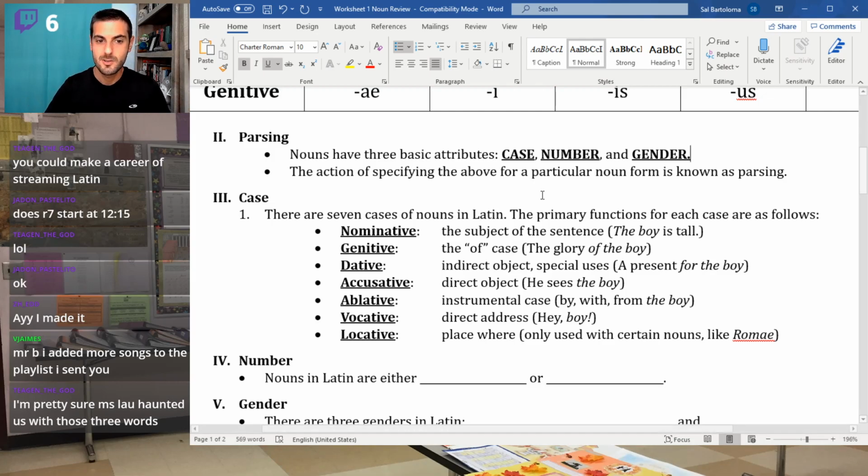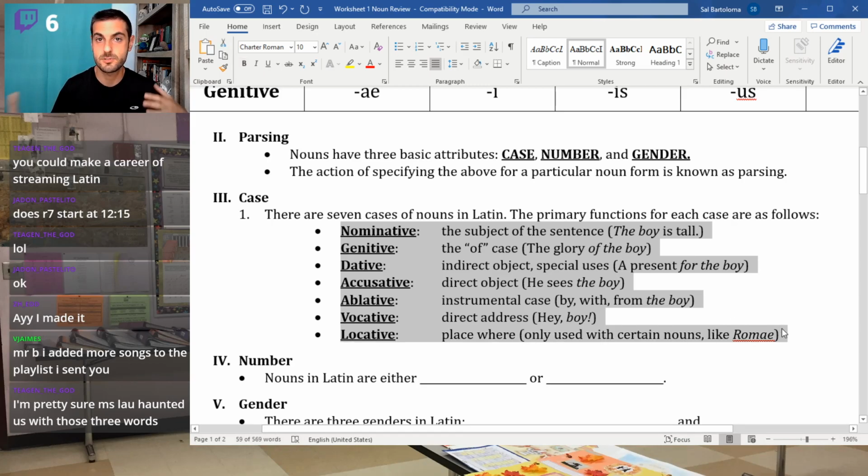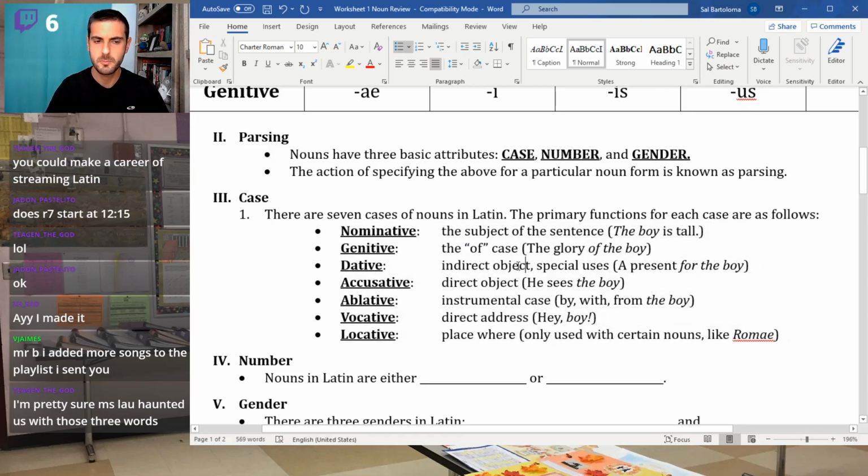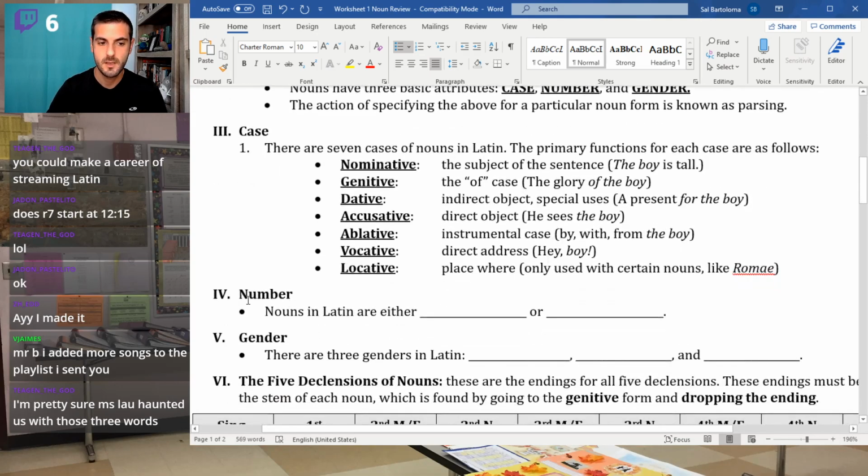So the cases we're going to spend a lot more time discussing. These are just the basic definitions for the different cases. We're going to come back to that. We'll talk about all the different genitives and all the different datives and all that good stuff. But for now, just know when I say case, that's what I mean. Is the noun in the nominative case? Is it in the genitive case? Yada, yada, yada. For number, I'm going to throw this to the chat.